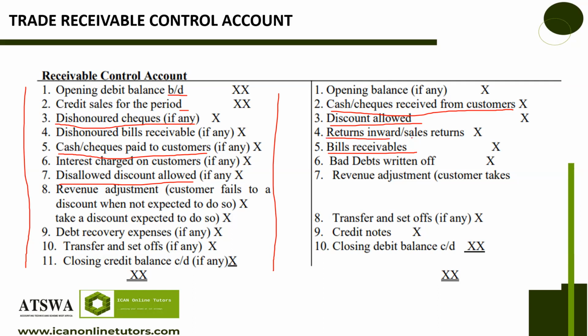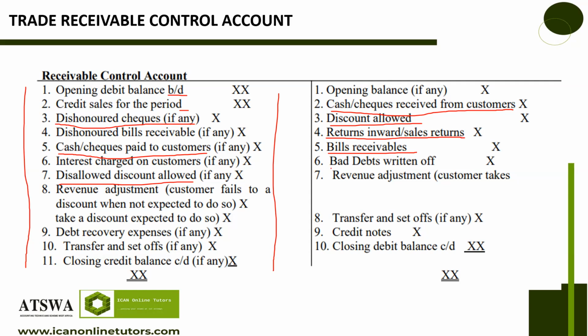Look at the next one, returns inwards and sales returns. You know, on the left-hand side is where you have your credit sales. With returns inward, the guy decides to return some of the goods that they bought from you. You will reduce the value of whatever credit sales you have made to them. So you use it to reduce the value of the discount that you gave to them.